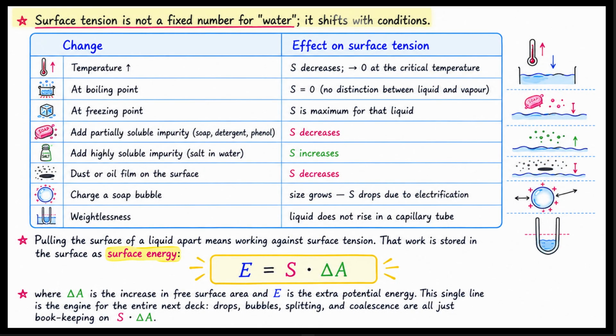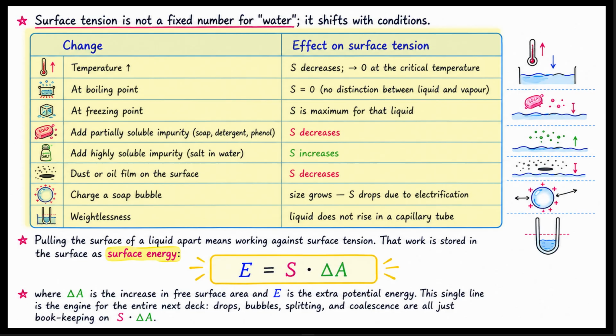Surface tension is not a fixed number for water. It shifts with conditions, and the trends are worth memorizing. Raise the temperature and S decreases, dropping to 0 at the critical temperature where there is no distinction between liquid and vapor. At the boiling point, S is therefore exactly 0. At the freezing point, S is at its maximum for that liquid.